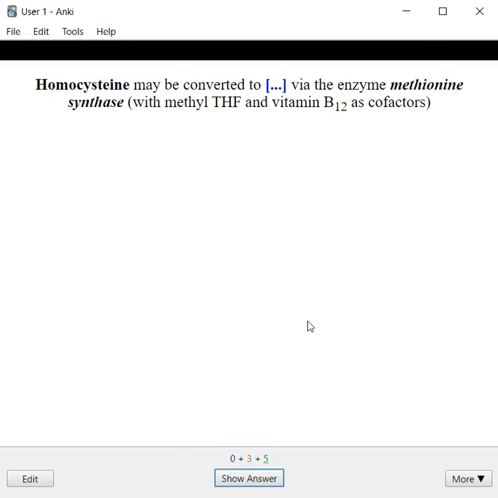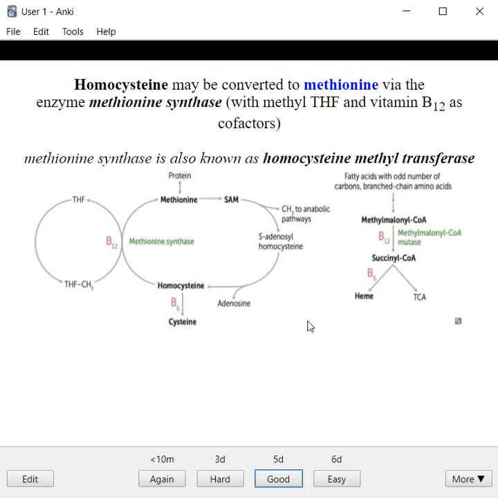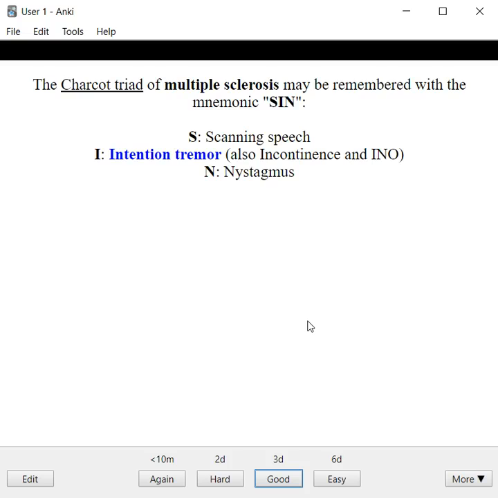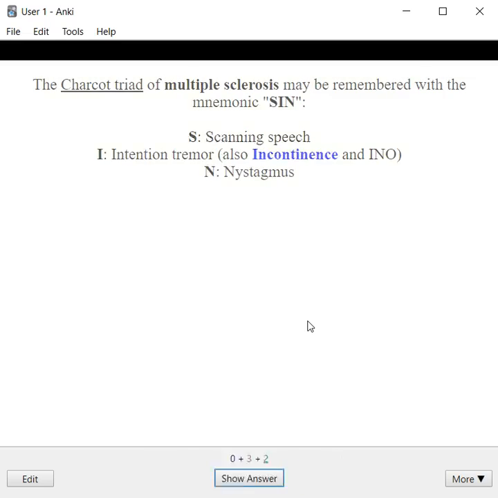Homocysteine may be converted to methionine via the enzyme methionine synthase with methyl THF and vitamin B12 as cofactors. Remember, methionine synthase is also known as homocysteine methyltransferase. Charcot triad of multiple sclerosis may be remembered with a mnemonic SIN. Can you remember it? Scanning speech, intention tremor, and nystagmus.